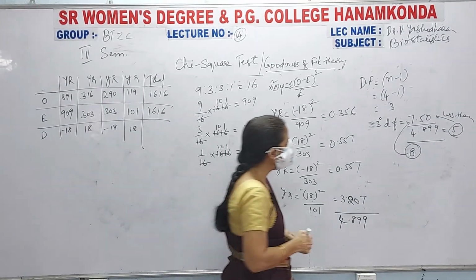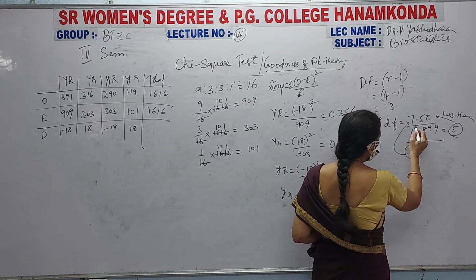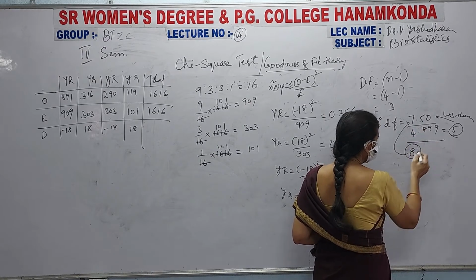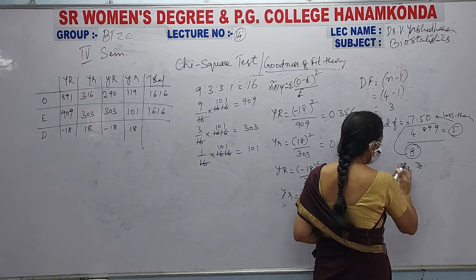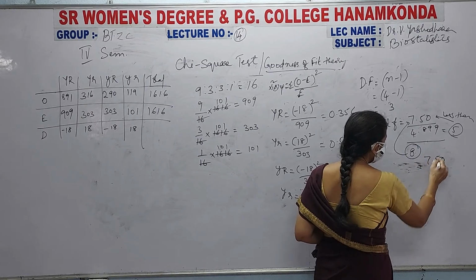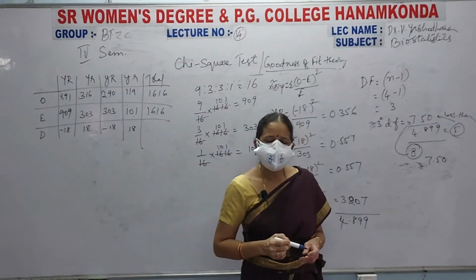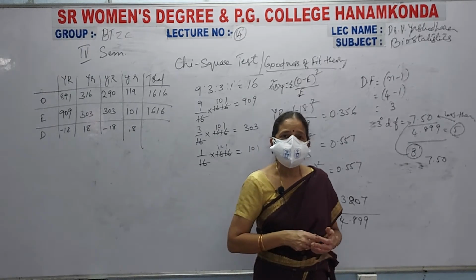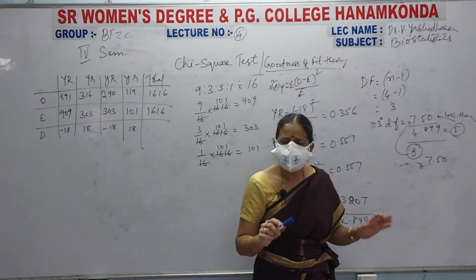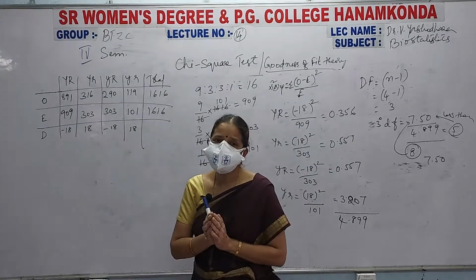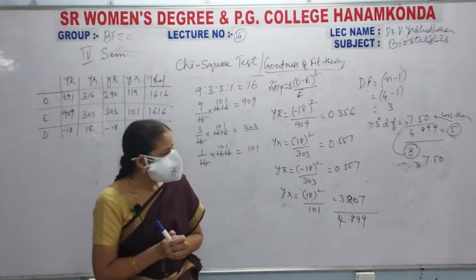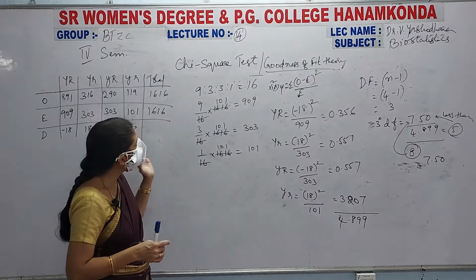No, I got 3 degrees of freedom, instead of 4 or 5 or 8, I got the same ratio, that is 4.8, sorry, I got the same 7.50. My result also came as 7.50. That means goodness of fit theory is perfect, that is, the expected and the observed values are coinciding with each other. So this is known as the chi-square test.